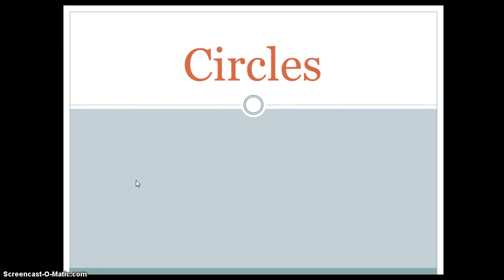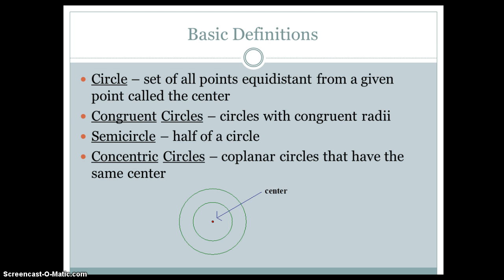Today's video is going to be on circles and different parts of a circle. So what is a circle? A circle is a set of all points equidistant from a given point, which we call our center. When we have congruent circles, it's circles that have the exact same radii, or radii that are the same.